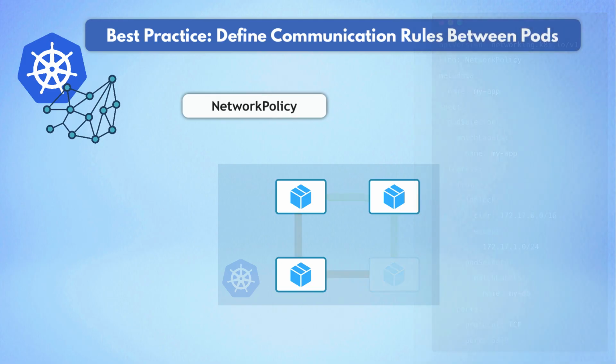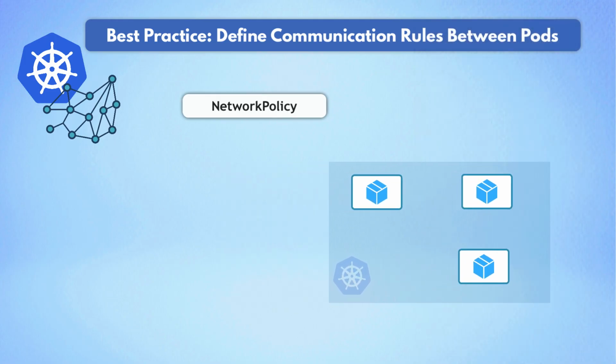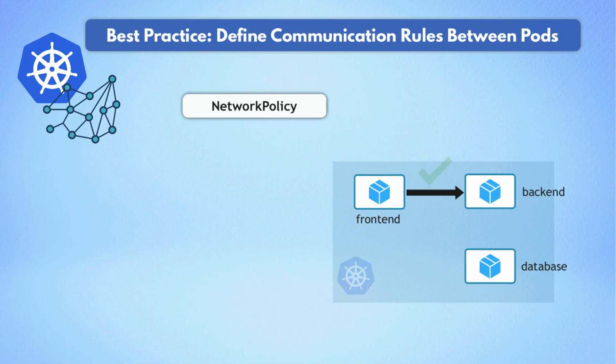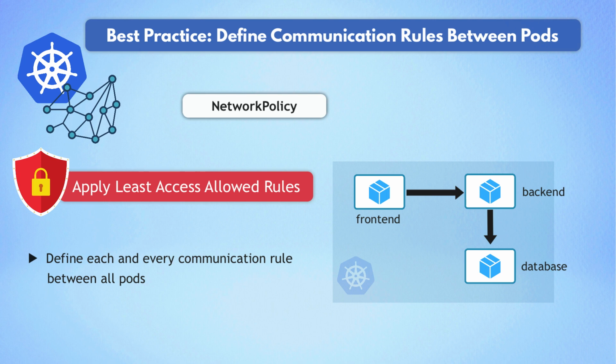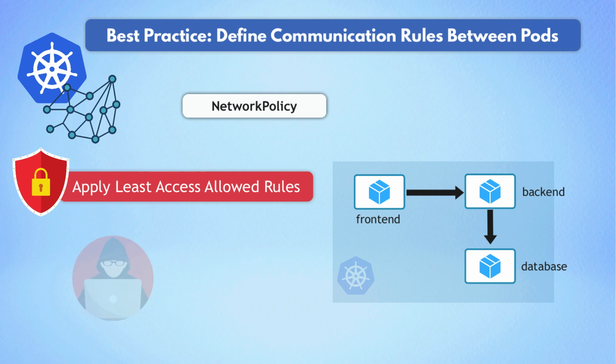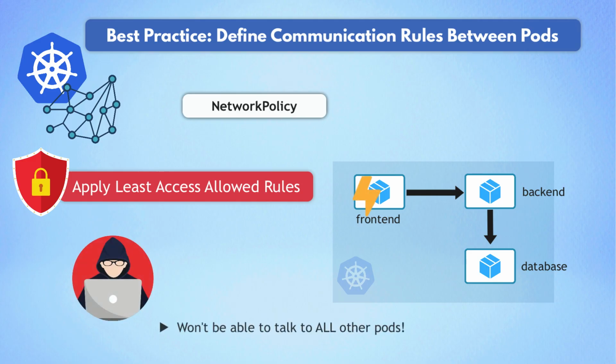So using network policies, you can define a rule that, for example, a front-end service can only talk to the backend service, but it cannot talk to database or an authentication service that are running in the cluster. And you can define that database pod can only receive traffic from backend pod, and so on. So for maximum security, you can apply the least access allowed rules here. So you define each and every communication rule between all the pods. So now if an attacker gets access to one of the pods, they won't be able to talk to all others that may be running sensitive applications and holding some sensitive data.